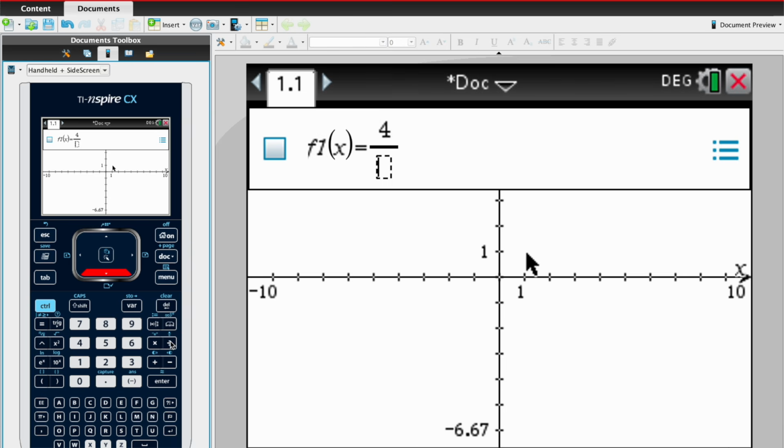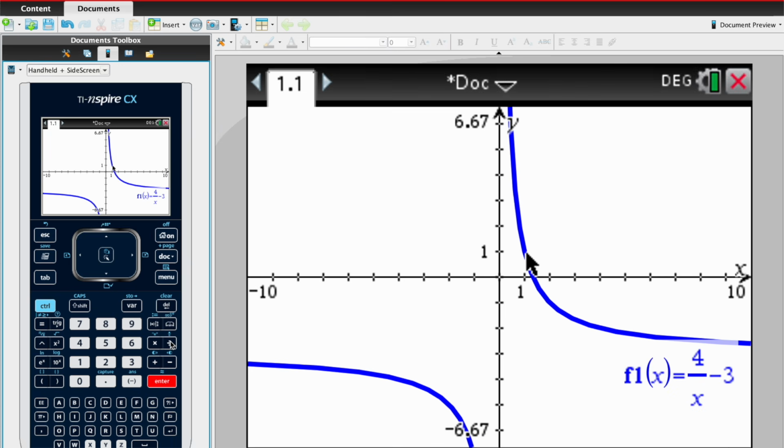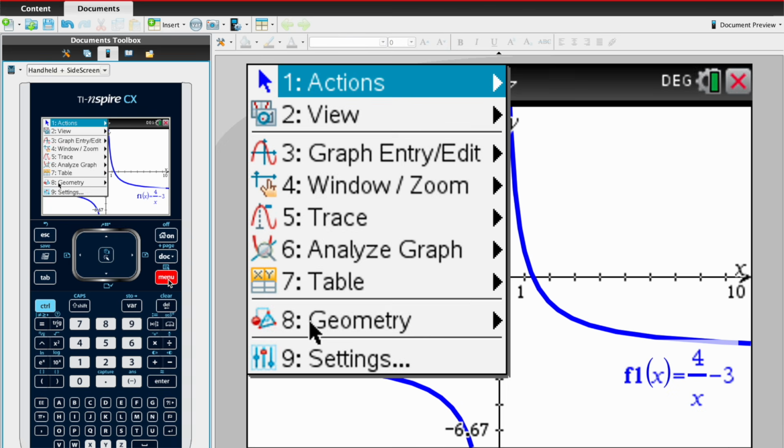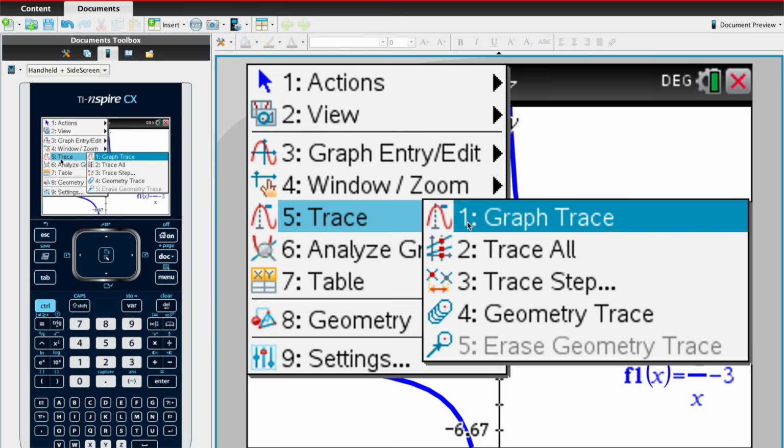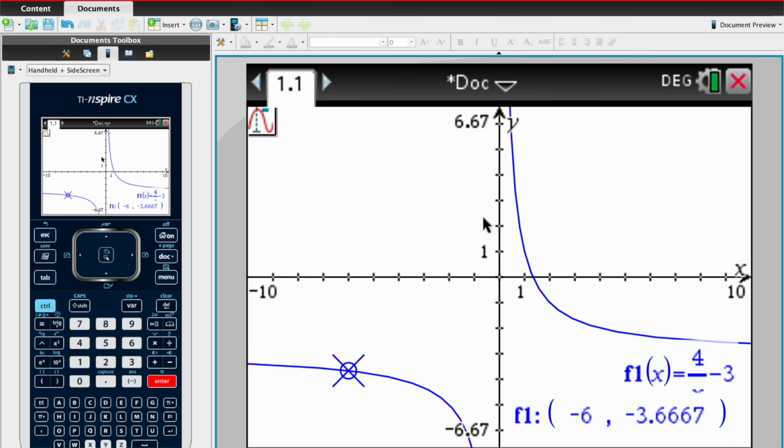So 4 over x minus 3. We know our domain restriction was between negative 6 and 10, so we can have all values greater than or equal to negative 6 and less than or equal to 10 as our inputs. So let's start off with that lowest value of negative 6 and see where we are. So graph trace negative 6. When x is equal to negative 6, the y value is equal to negative 3.667, or negative 3 2/3.